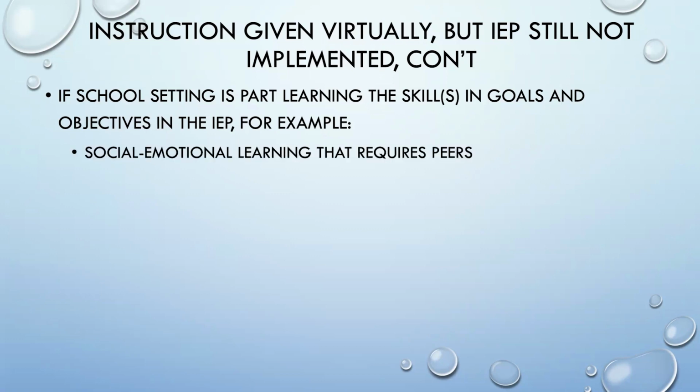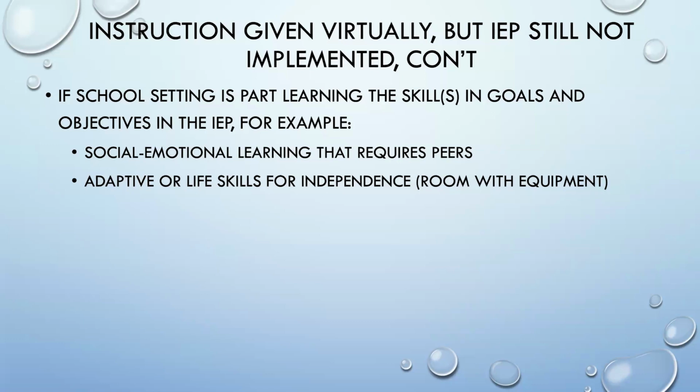And there are some obvious examples. One of them you see a lot is social emotional learning that requires peers. So that students are going to interact in a particular way among their peers, and that they're going to measure that through contact with peers. It's very difficult, as you can imagine, to create real instruction virtually for that goal.